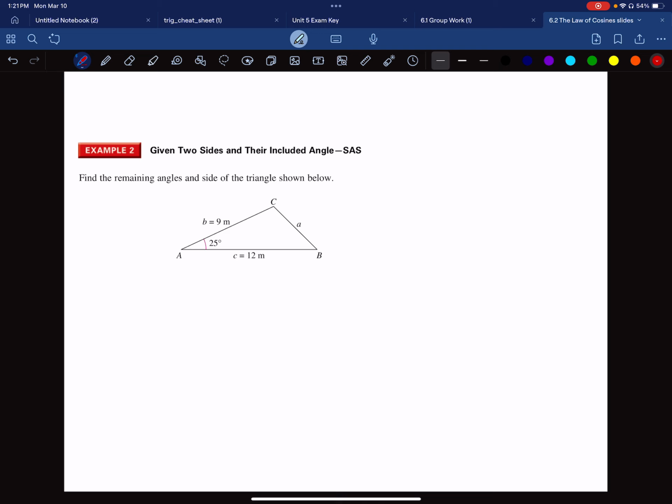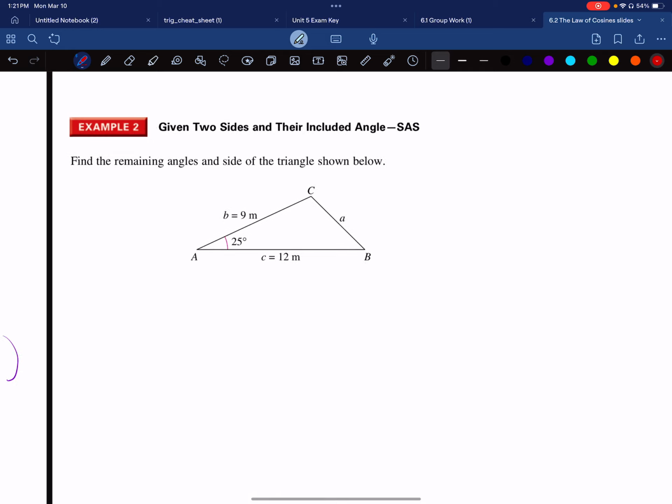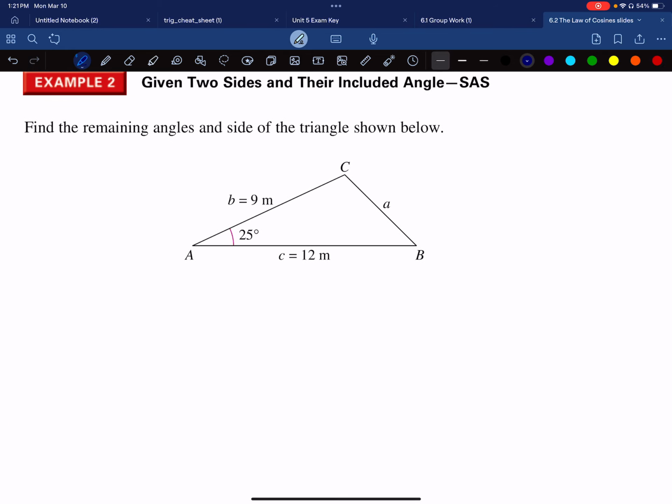So this is going to be a side angle side example. All right, so in this case, first thing we want to do is solve for side A. So we're going to use this form of our law of cosines. So A squared equals B squared plus C squared minus 2BC cosine A.